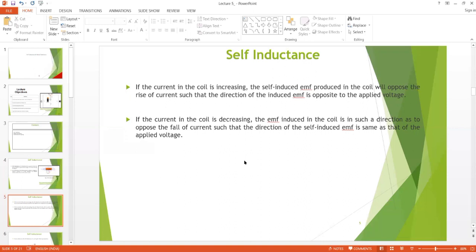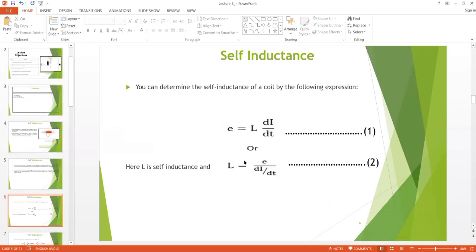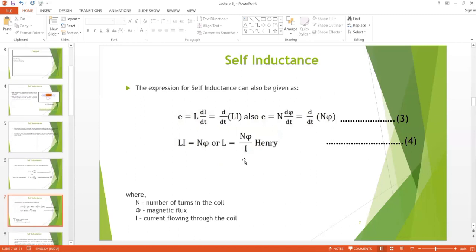Induced EMF would be opposite if you're talking about the rise of current, and induced EMF will be the same if you're talking about the fall of the current. That is very interesting. You can see E is equal to L di by dt. From this formula, you can see L is equal to E by di by dt. If the rate of change of current is decreasing, your inductance would increase. That we already discussed. Similarly, you can see E is equal to L di by dt.